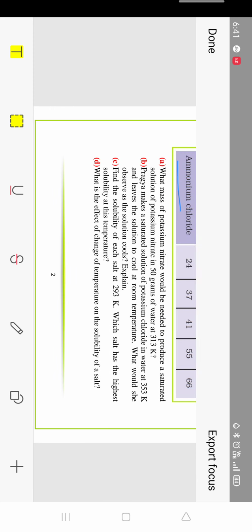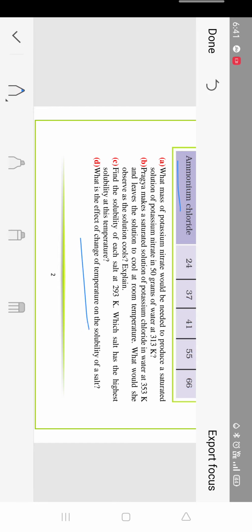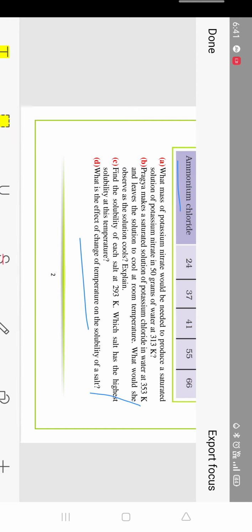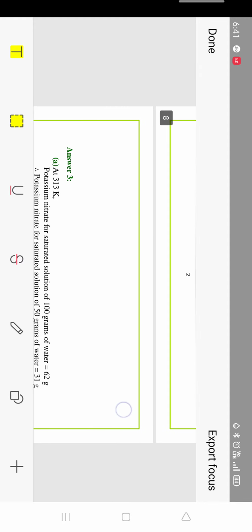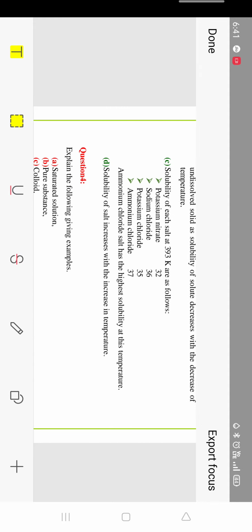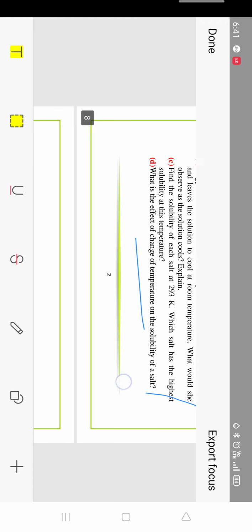Now come to the next question. What is the effect of change of temperature on the solubility of a salt? You have to tell the effect of change of temperature on salt solubility. You know that when we decrease the temperature, solubility also decreases, and when we increase the temperature, solubility also increases.